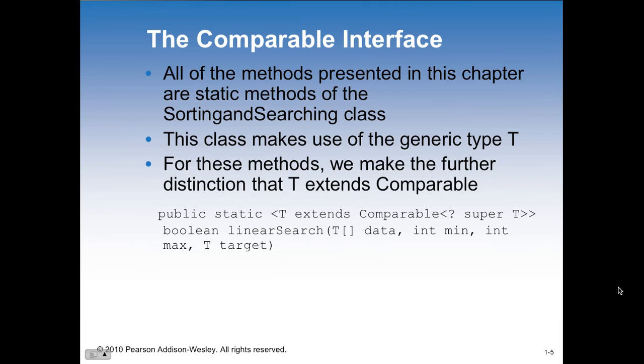So here's another example of the Comparable interface. All of the methods represented in this particular chapter of this book are going to be static methods of the Sorting and Searching class. You can actually download the author's source code for this as well. The class makes use of the generic type T. So we are essentially taking T, extending Comparable with it, and then we have super T, which is going to be the superclass, and the subclass is going to be Comparable. Those methods make the further distinction that T extends Comparable in terms of our static methods.